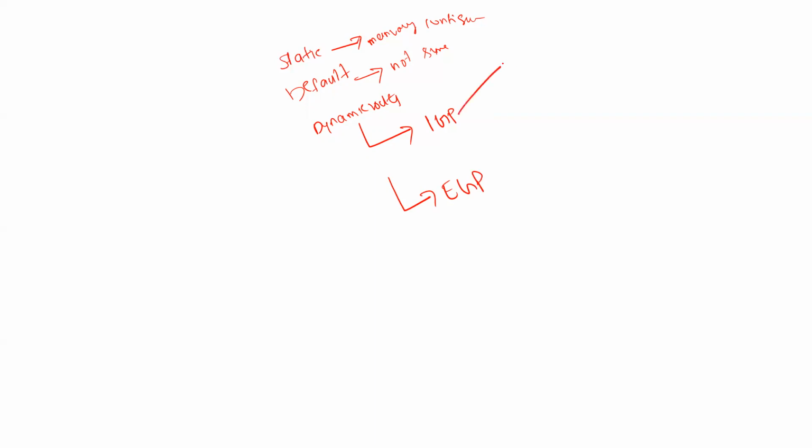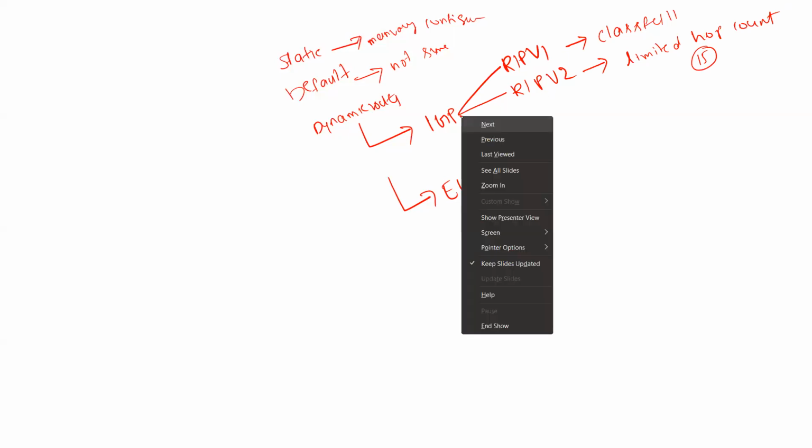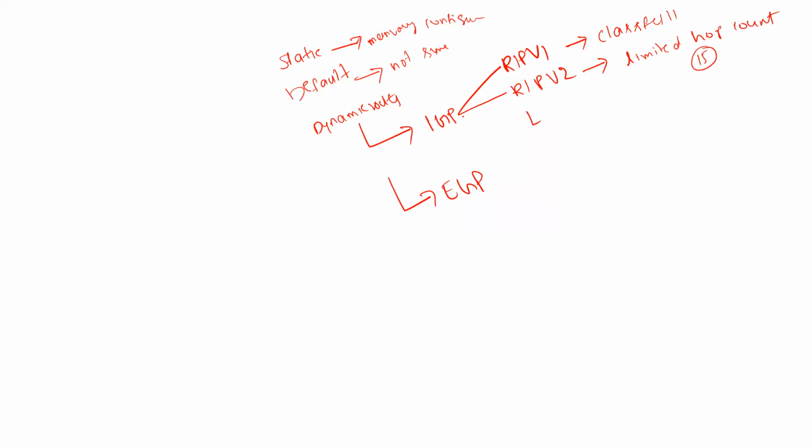In IGP, what we have is RIP version 1. The disadvantage of RIP version 1 is that it's classful. So that's why we have one more protocol coming into the picture, that is RIP version 2. Here the disadvantage is limited hop count, that is 15 hops between the source and destination. So that's why we have one more protocol coming into the picture, that is EIGRP.